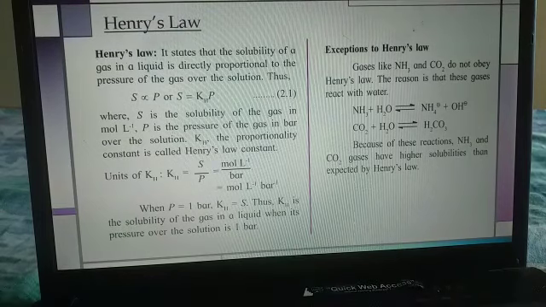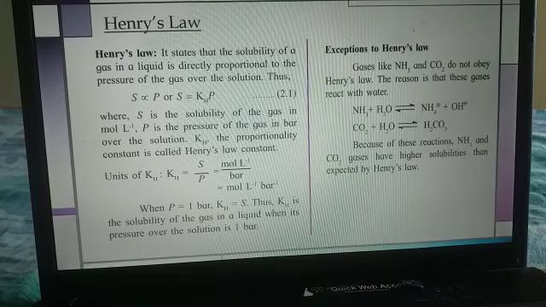Or S is equal to Kh into P. Here Kh is known as the proportionality constant or Henry's law constant. S is once again the solubility of the gas in moles per liter, and P is the pressure in bar over the solution.